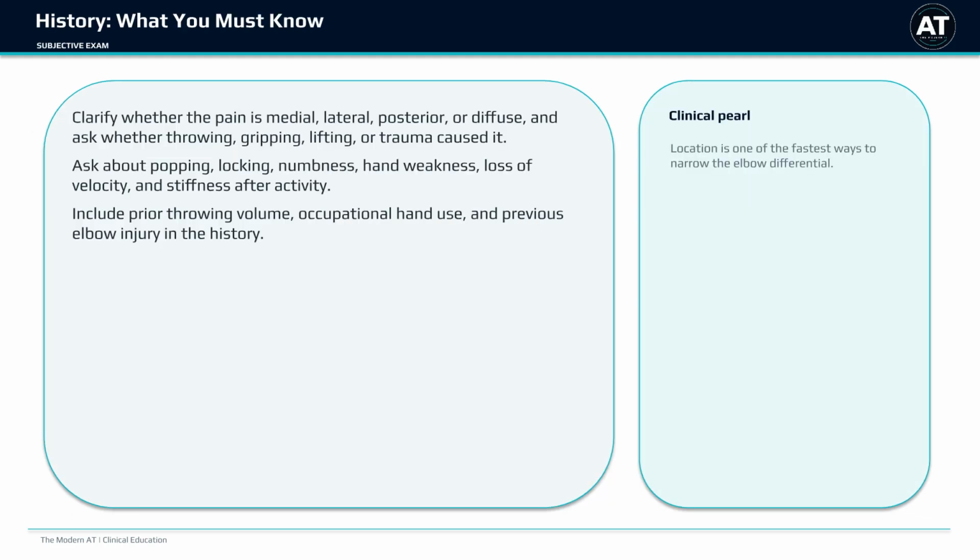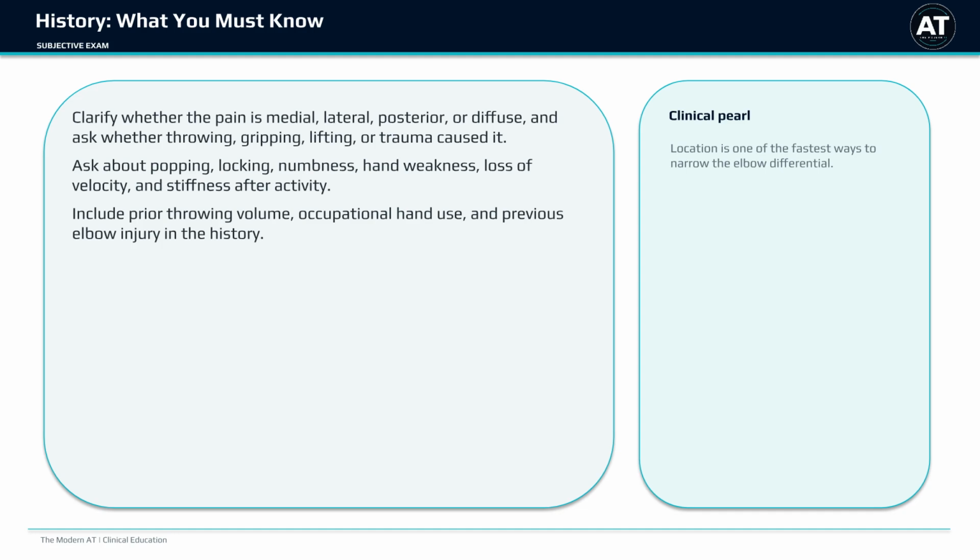The history should quickly narrow the differential. Ask whether pain is medial, lateral, posterior, or diffuse. Clarify whether symptoms began with throwing, gripping, lifting, a fall, direct contact, or a gradual workload increase. In throwers, ask about pitch count, velocity, command, fatigue, and pain during late cocking or acceleration.